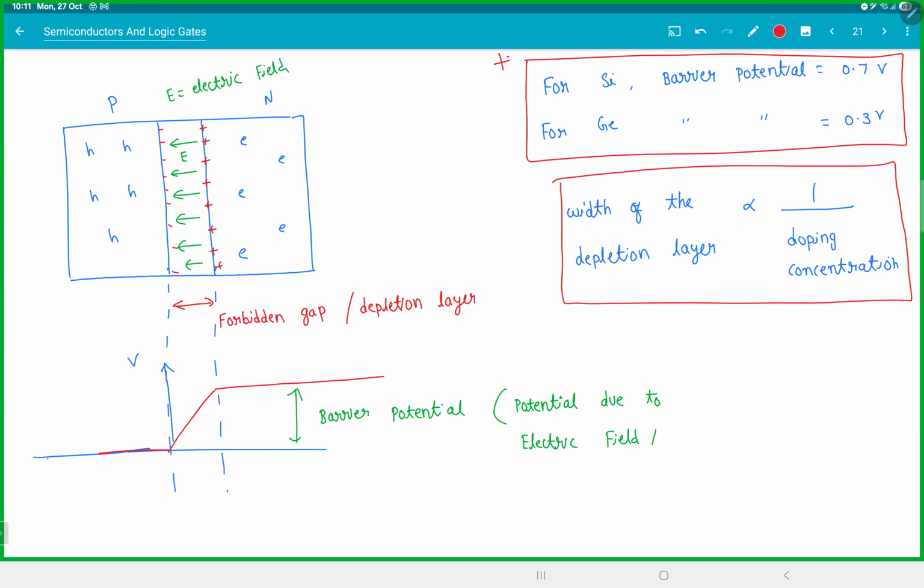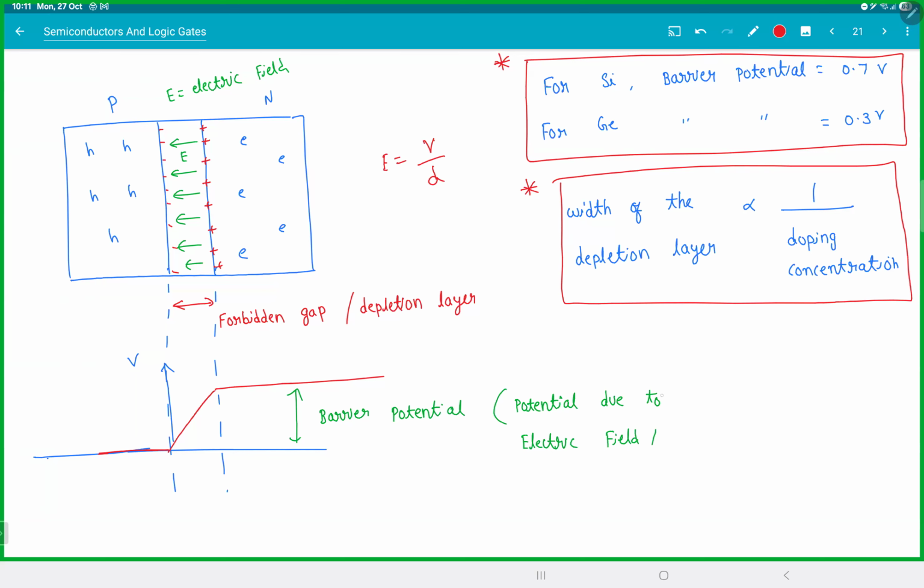And why is that? Tell me one thing. If you have a lot of electrons here, a lot of holes here, diffusion will be strong. Agreed? Diffusion will be strong. If the diffusion is strong, in order to stop strong diffusion, do you need high electric field or low electric field? High electric field. And what is electric field? Electric field is potential difference by distance between them.